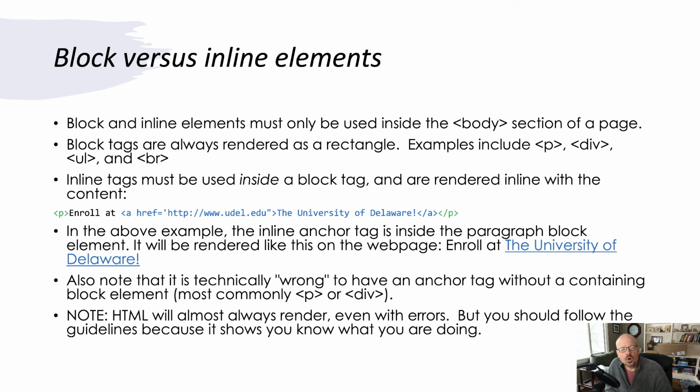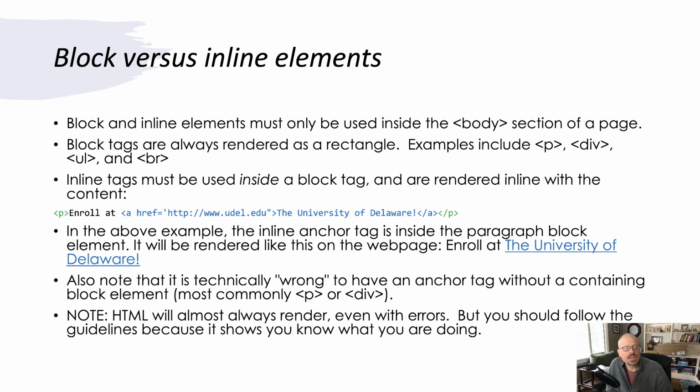Block tags are always rendered as a rectangle. Examples include P or paragraphs, div or divisions, UL, which we'll talk about in a minute, which is an unordered list, and BR, which is a line break. These are called block tags. Now, inline tags must be used inside of a block tag, and these are rendered in line with the content.